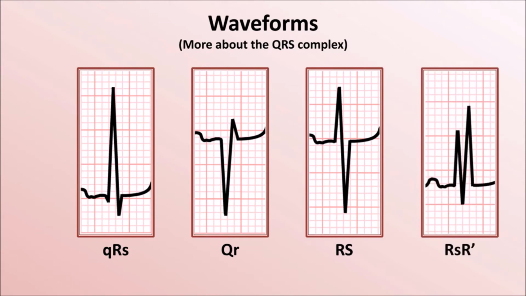In the situation where there are two positive deflections separated by a negative deflection, the first positive deflection is called the R wave, the second positive deflection is called the R prime wave, and they are separated by the S wave. In the event that the downward deflection separating the two peaks doesn't actually dip below the baseline, some people would refer to the complex as a notched R wave instead of an R-S-R prime complex.